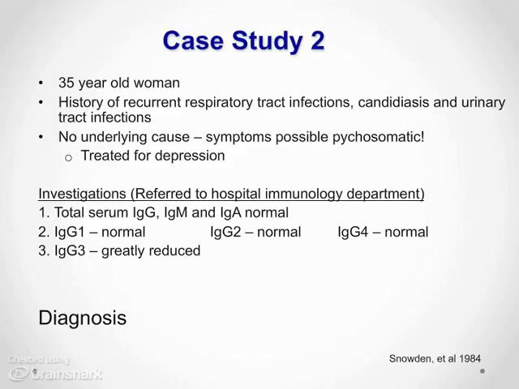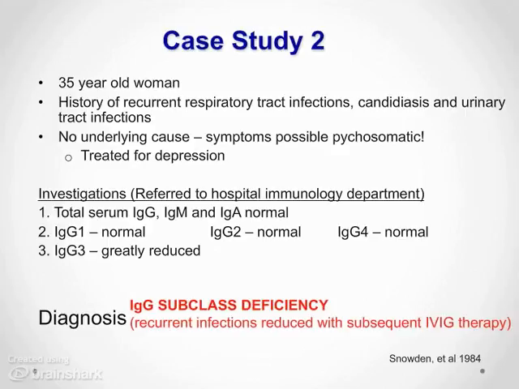Lab tests included total serum IgG, IgM, and IgA, which were all normal. Subclass testing was done. The IgG1 was normal, IgG2 was normal, and IgG4 was normal. However, IgG3 was greatly reduced. Her diagnosis? She had an IgG subclass deficiency, and her recurrent infections were reduced with subsequent IV immunoglobulin therapy.